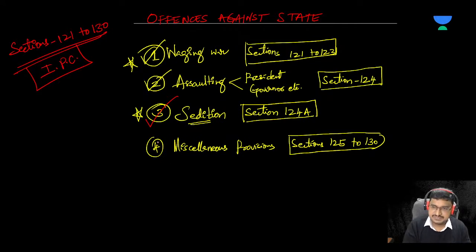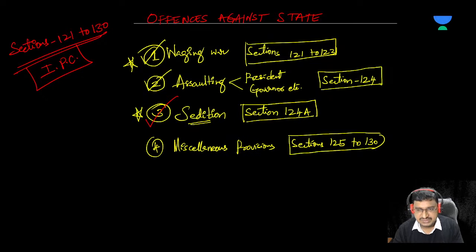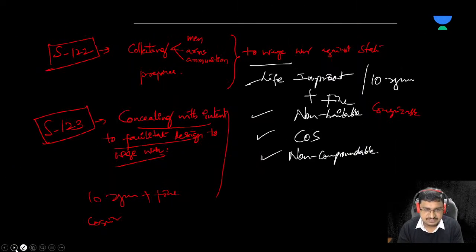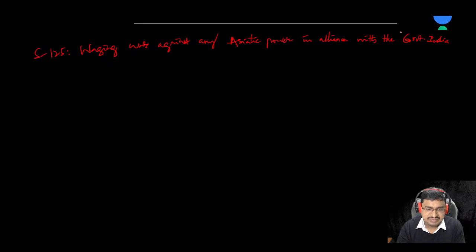Coming to the miscellaneous provisions, sections 125, 126, 127, 128, 129 and 130 are related to the miscellaneous provisions, friends. Let us have a quick look at these sections. Section 125 is related to waging war against any Asiatic power in alliance or at peace with the government of India. Whoever wages war against the government of any Asiatic power in alliance or at peace with the government of India.